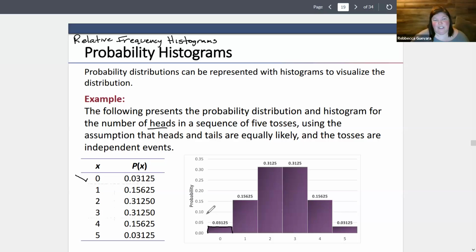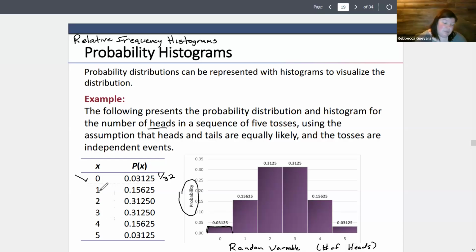So all this is reflecting is that this is just 1 out of 32, or 0.03125. All we're doing is probabilities here. Instead of saying relative frequency, we just put probability. We have our random variable here, which in this case is the number of heads, and our probability. Everything is exactly like a relative frequency histogram.